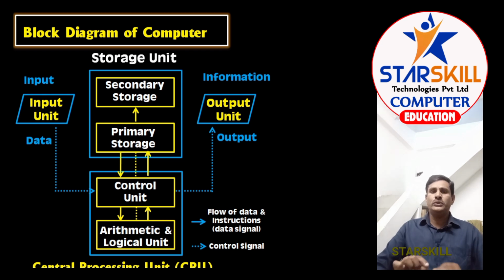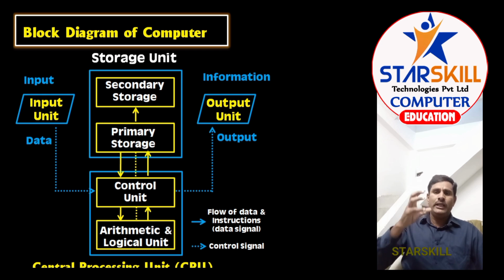The remaining things are used to process the data, but the control unit is the main processor, the main component to generate the output and to take the decision. Everything is done by the control unit.